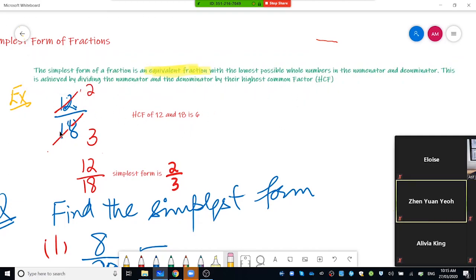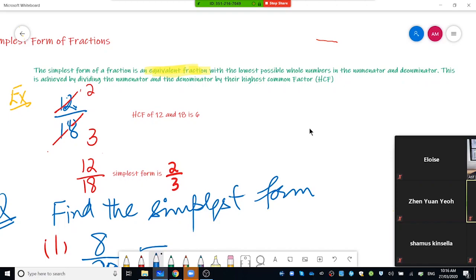Let's see an example, and afterwards I will ask you to do some of the questions. It's 12 over 18. What is the highest common factor of 12 and 18? Some of the students would know that 6 is the highest common factor. What is a factor, first of all? If you have a number and you divide by another number and there is no remainder, then the second number is a factor of the first number. Let me give you an example.